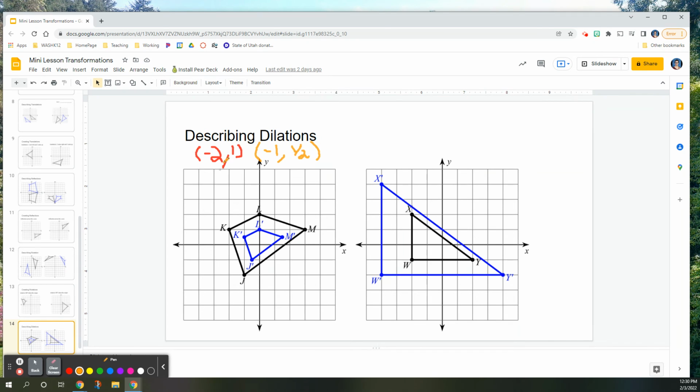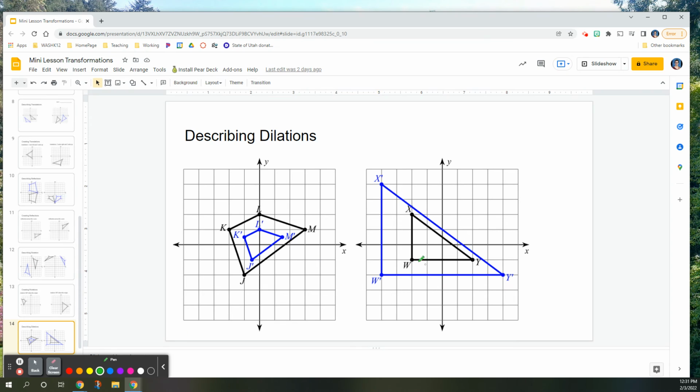So I want to know what numbers I need to multiply my original by to get to my new. So I know that -2 divided by 2 gives me -1. I know that 1 divided by 2 gives me 1/2. So here my scale factor, because I'm dividing by 2, is the same thing as multiplying by 1/2. So you can either write divide by 2 or times 1/2. A lot of times we'll use the times 1/2, because this shape is 1/2 the size of the original shape.